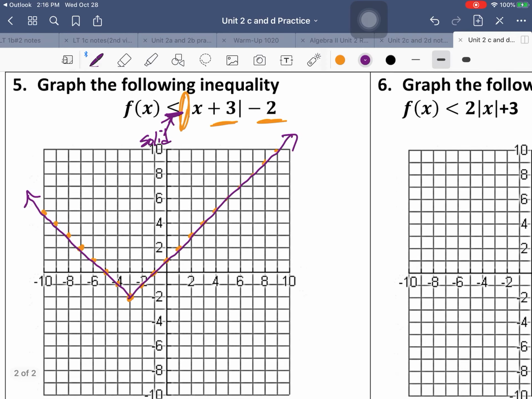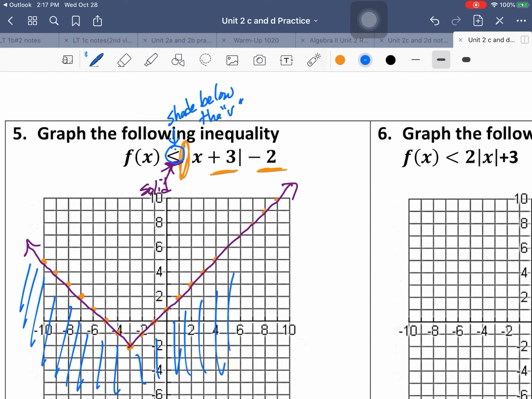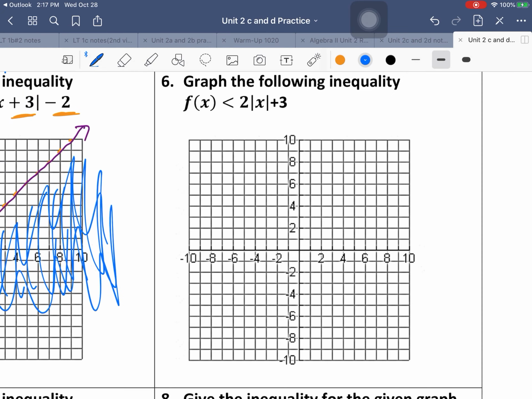If it's not equal to, you do a dashed line. Now the next thing would be how we shade. This is where the less than or greater than symbol come in. If it's less than, you shade below the graph, so below the line, below the V. So where's below? Here, somewhere the bottom. So you can shade all around. Cool, and there's your graph.